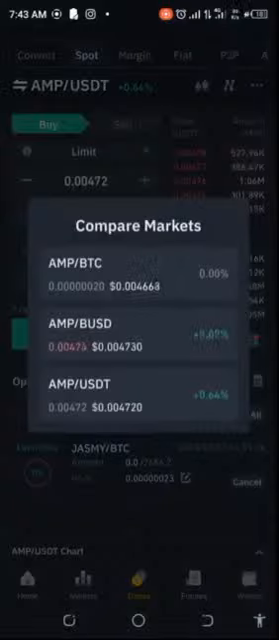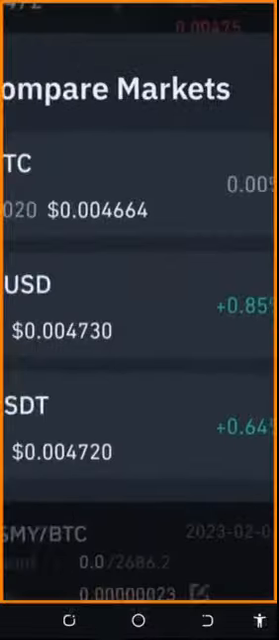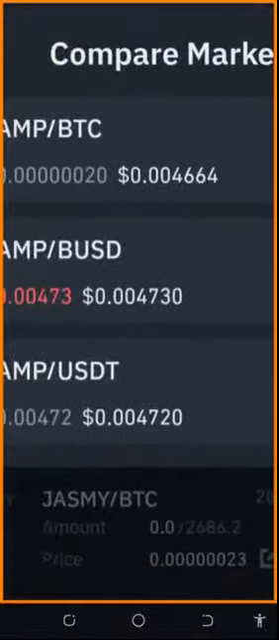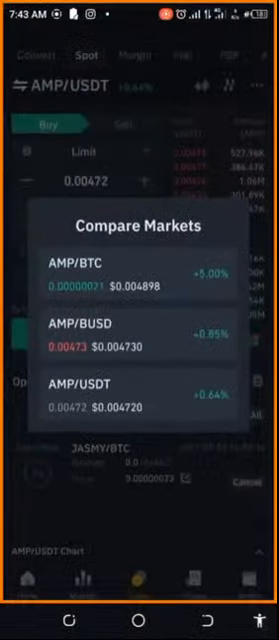Let's see. I think we have that. I'm just checking. Okay, so there's an opportunity that's 0.4664, and then we can sell that to USDT with 0.00472. Let's go ahead and try that.